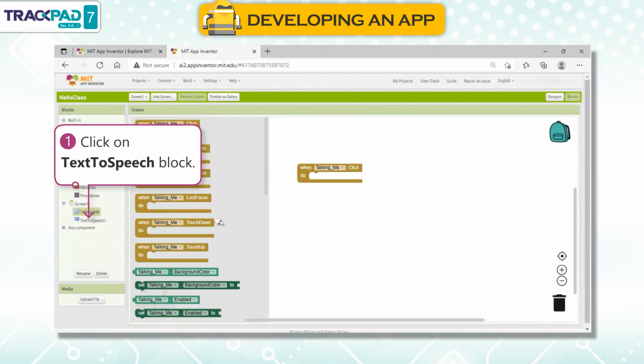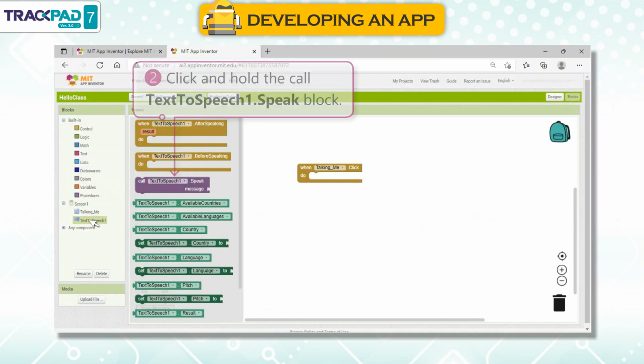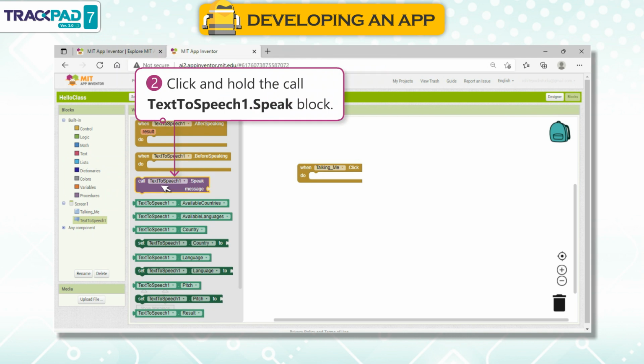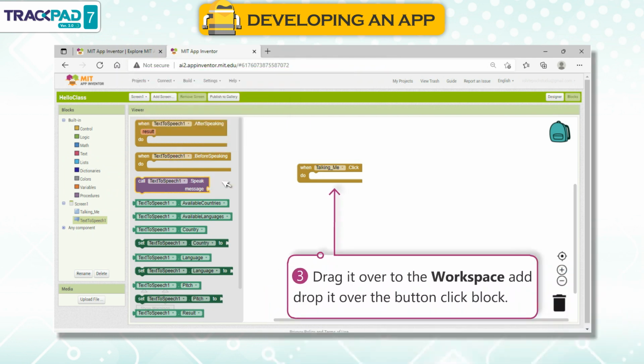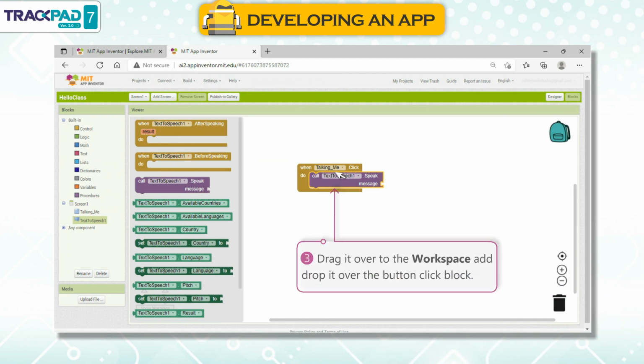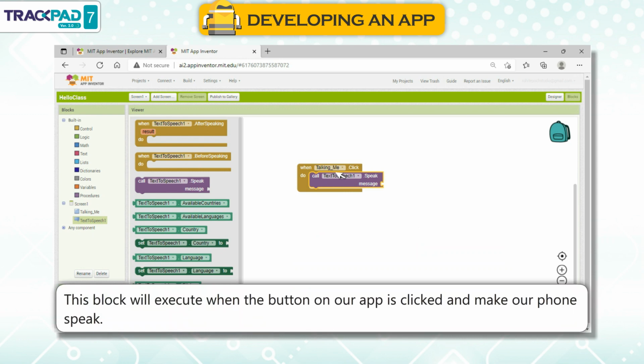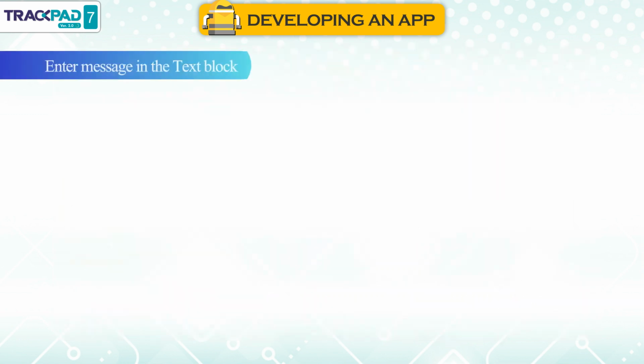Program the text-to-speech action. First, click on text-to-speech block. Second, click and hold the call TextToSpeech1.Speak block. Third, drag it over to the workspace and drop it over the button click block. This block will execute when the button on our app is clicked and make our phone speak.